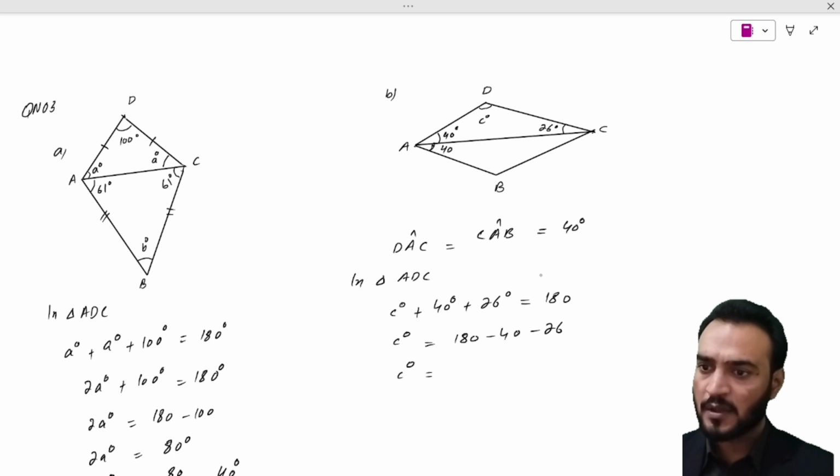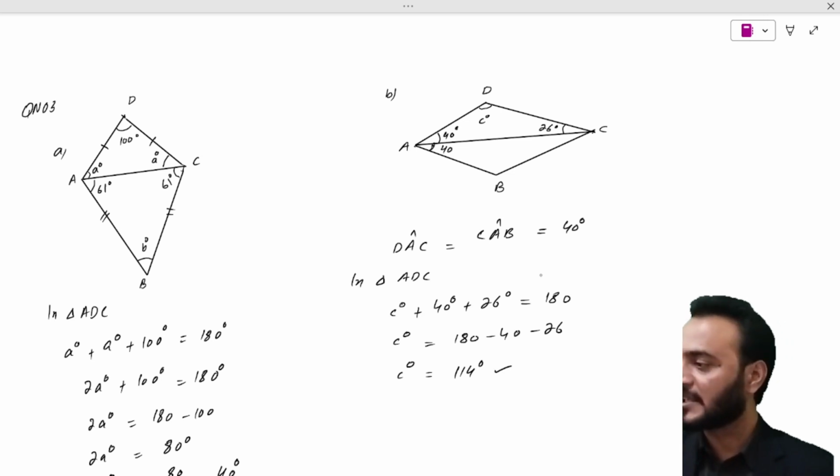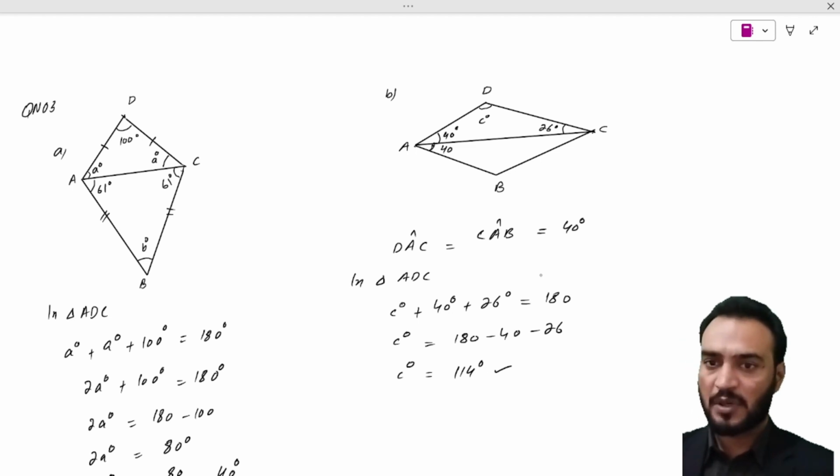Sorry. Subtracting 40 from 180, we get 140, and subtracting another 26, we get 114 degrees. This is the value of C degree. So this was question number 3.